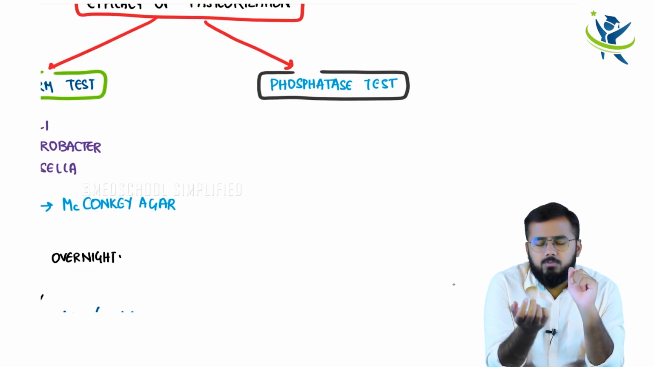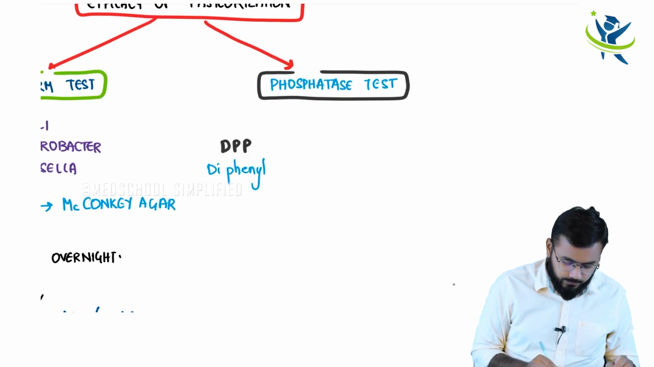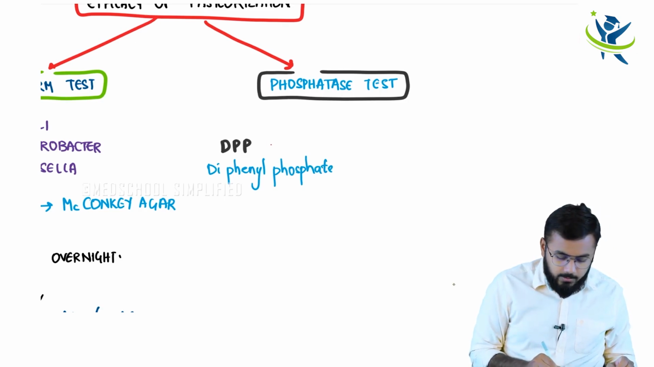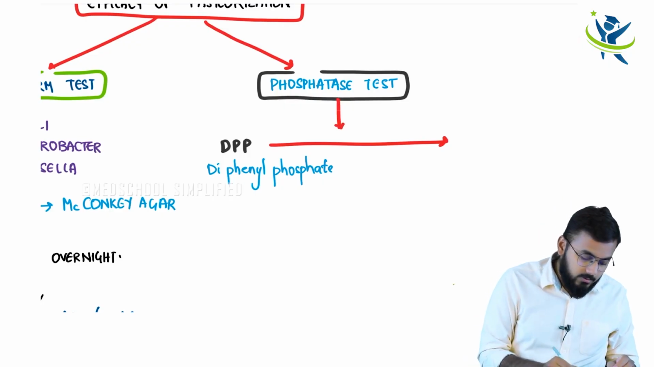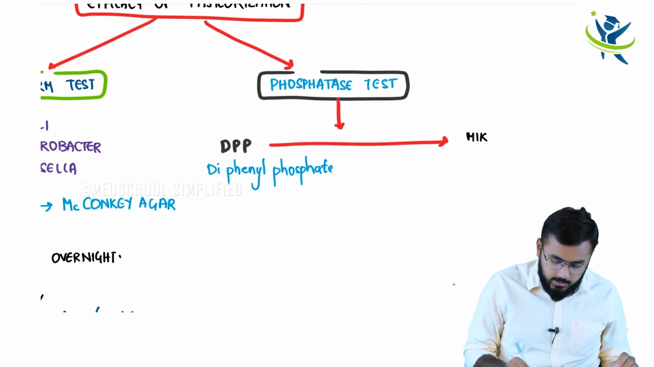Now when you add diphenyl phosphate, what will happen is that this diphenyl phosphate, DPP, let me write it. So this diphenyl phosphate, with the help of this phosphatase enzyme, will completely change the color of the milk. So because of this, the milk color changes.